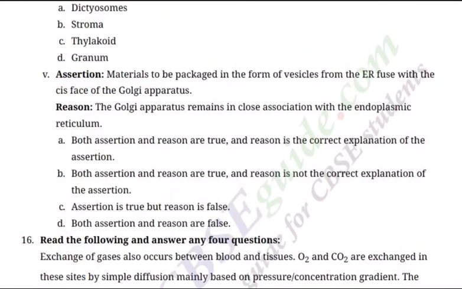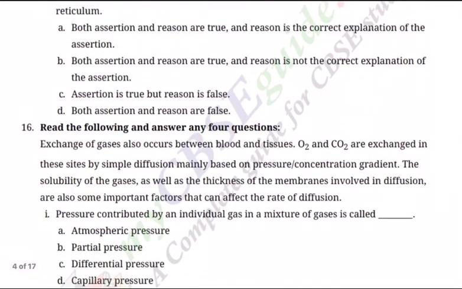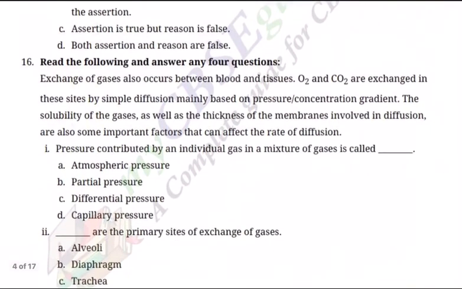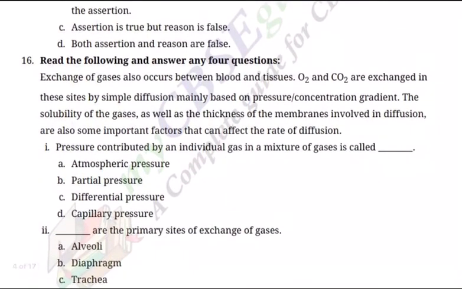Question 4. The plant cells contain many freely distributed subunits of Golgi apparatus called dash: dictyosomes, stroma, thylakoid, D. granum. Now question 5, assertion: Materials to be packaged in the form of vesicles from endoplasmic reticulum fuse with the cisternae of the Golgi apparatus. Reason: The Golgi apparatus remains in close association with ER, endoplasmic reticulum. A. Both A and R are true, and R is the correct explanation of the assertion. B. Both A and R are true, and R is not the correct explanation of A. C. Assertion is true, but reason is false. D. Both A and R are false.